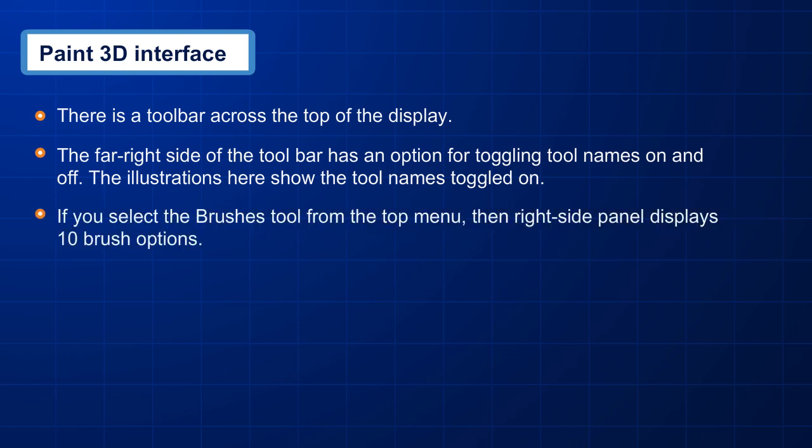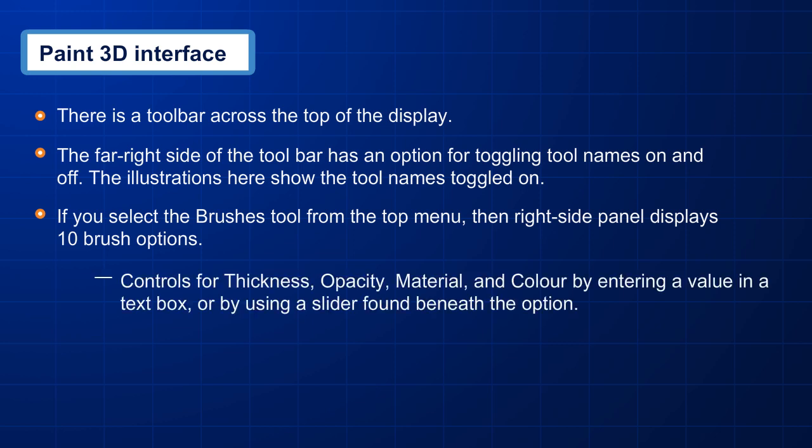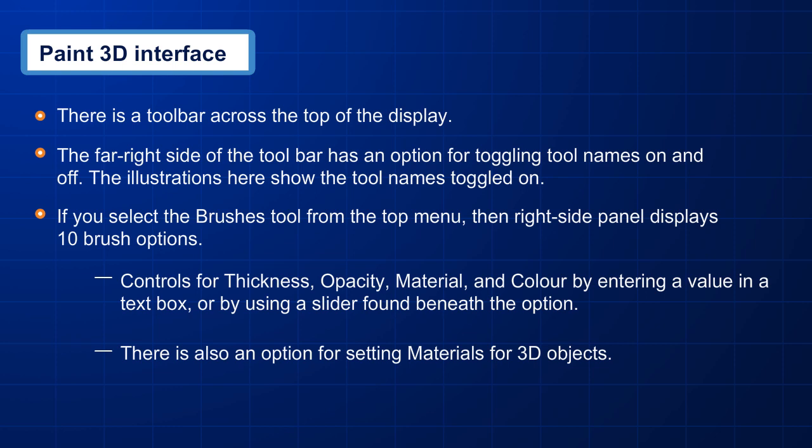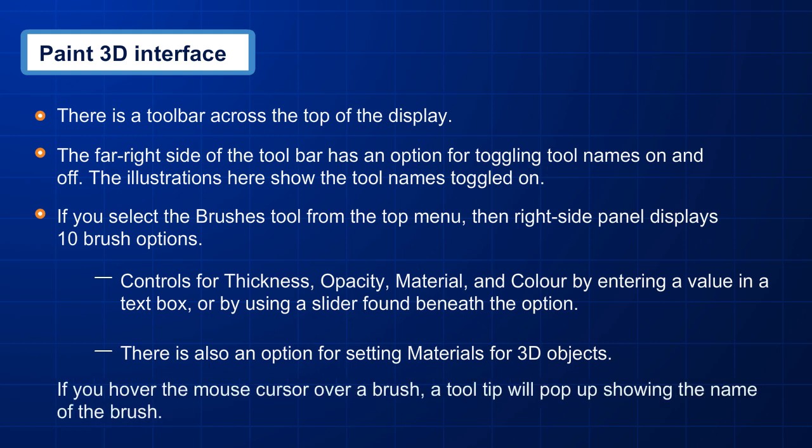If you select the Brushes tool from the top menu, then the right side panel displays 10 brush options, and controls for thickness, opacity, material and color, by entering a value in a text box or by using a slider found beneath the option. There is also an option for setting materials for 3D objects. If you hover the mouse cursor over a brush, a tooltip will pop up showing the name of the brush.